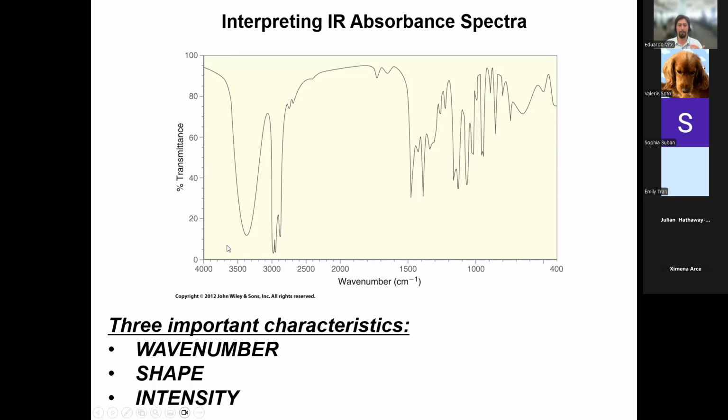Well, we've already explained what wave number means. It means strength of the bond. We've already explained what the y-axis means. It means the change in the dipole intensity. So we've talked about wave number, we've talked about intensity. Now let's talk about shape. There's different ways that we talk about the shape of these peaks, right?